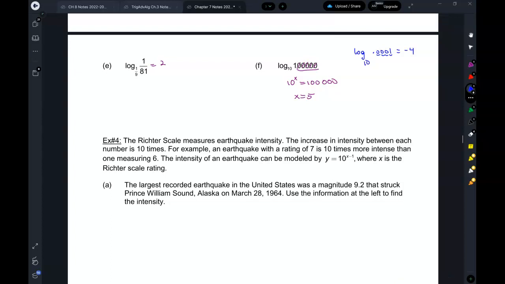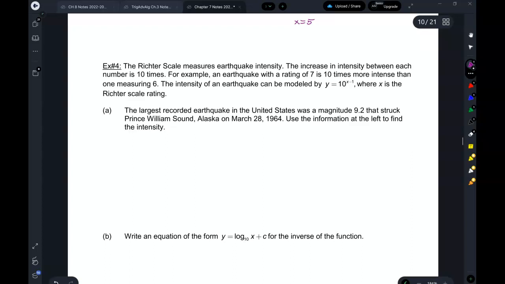Okay? All right. So the Richter scale. You guys heard of the Richter scale? It's how they measure earthquakes. So the Richter scale measures earthquake intensity. The increase in intensity between each number is 10 times. So for instance, if you have an earthquake with a magnitude of 7, that's 10 times more intense than an earthquake measuring with a magnitude of 6. Is that actually true? It is true. It is so true. I mean, it is math.